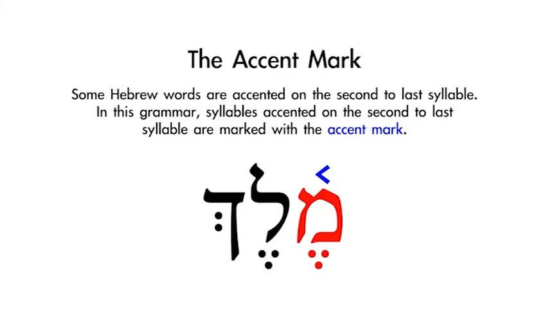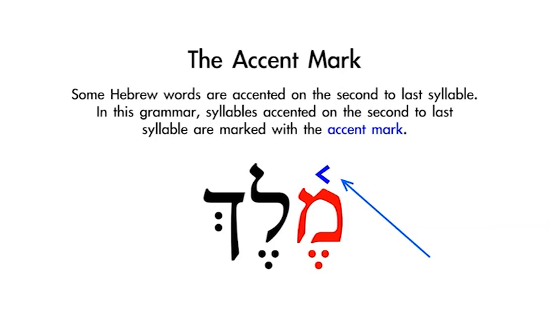However, some Hebrew words are accented on the second to the last syllable. There are only two options in Hebrew for a word accent, either the last syllable or the second to the last syllable. In this grammar, if a word is accented on the second to the last syllable, then we're going to mark it with the Hebrew accent mark, and you can see that here in blue. It appears as that small mathematical less than sign over the consonant of the syllable that it marks.